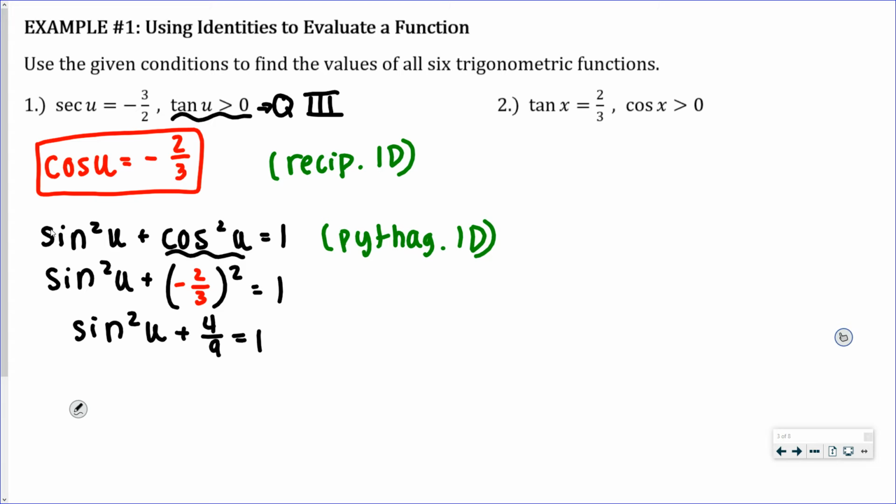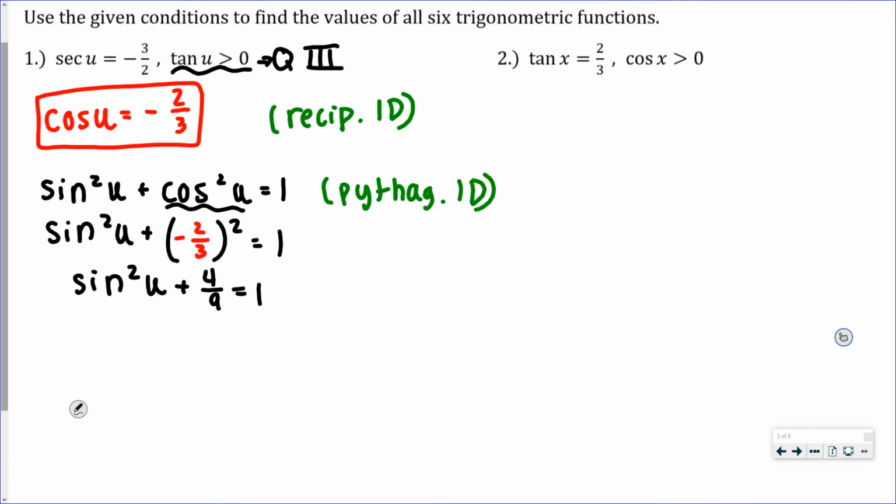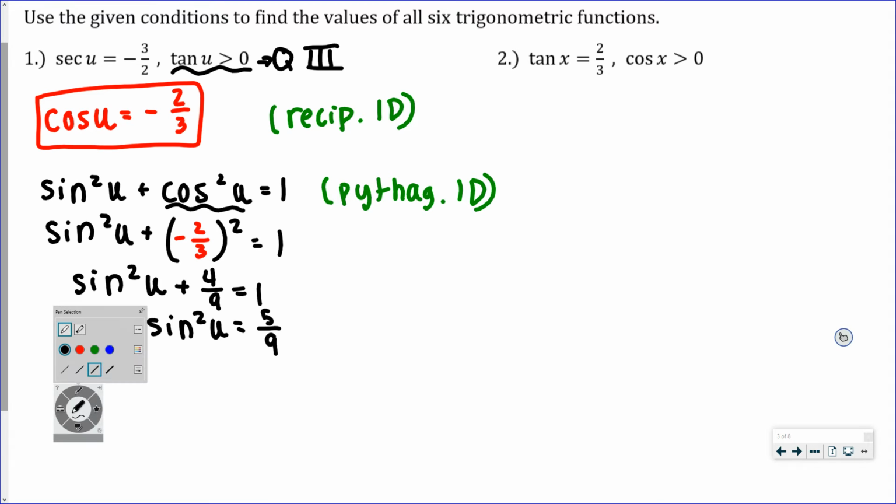And then we just algebraically solve this for sine. So minus over the 4/9. Think of 1 as 9/9 minus 4/9, we get 5/9. Any ideas of how we could solve for sine? Square root. Good. Then get rid of that square. We're going to square root. Now, anytime we square an equation, we need plus or minus, but we're going to decide plus or minus depending on what quadrant we're in for sine.